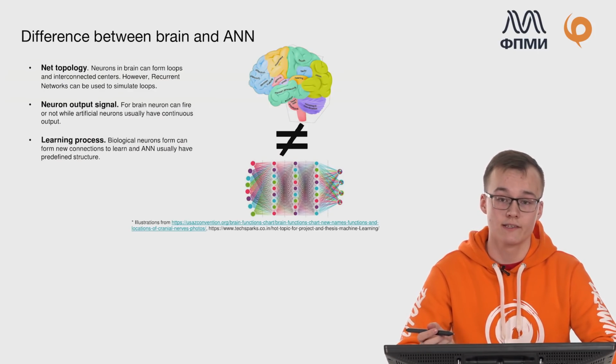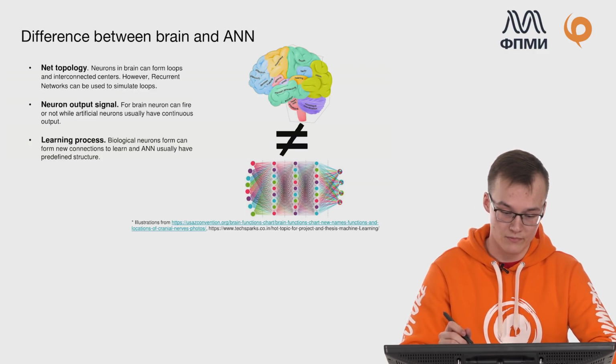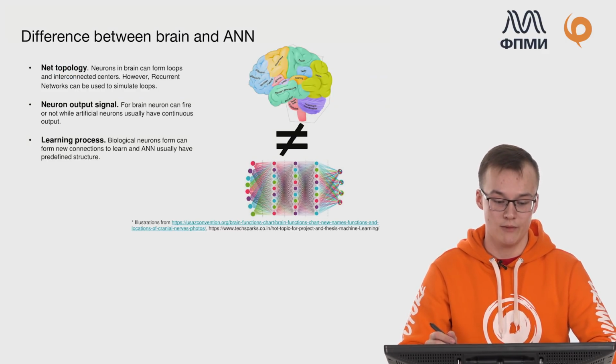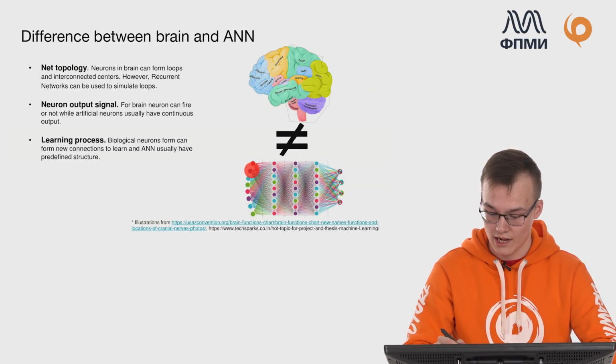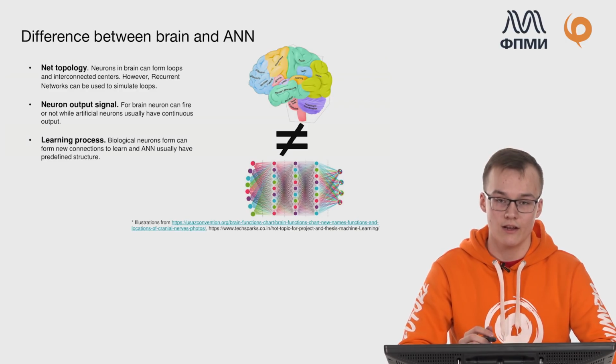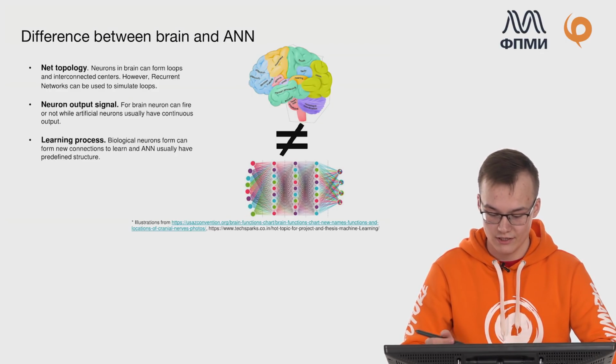However, we shouldn't trick ourselves and think that neural networks represent what happens in our brain, since there are many important differences. First of all, I'd like to note net topology. Neurons in neural networks are organized in layers when one layer follows another. However, it's an entirely different thing in the brain. Neurons in the brain can form some kind of loops, and usually they are organized in interconnected neural centers. And we cannot simulate this structure using neural networks.